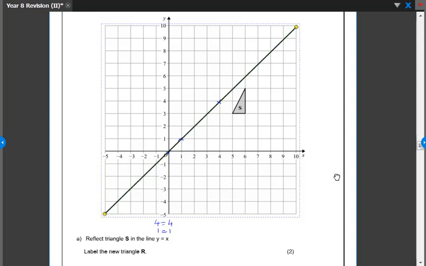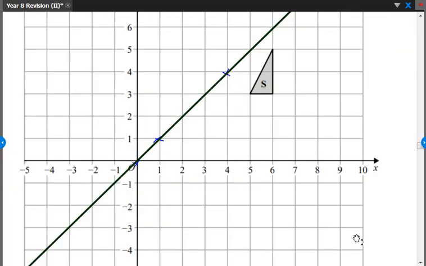Now, next, we are asked to reflect the triangle S. So all you do, we have to go perpendicular to the mirror line, which is this. So to go perpendicular, we go half a diagonal. So we go half a diagonal on the other side. So just measure from here. Pick a second point here.